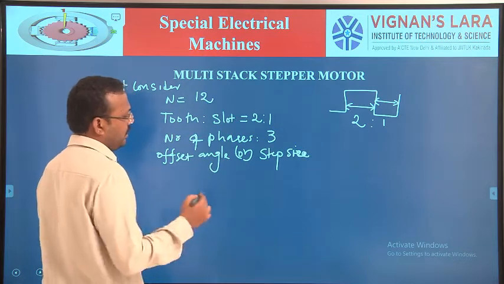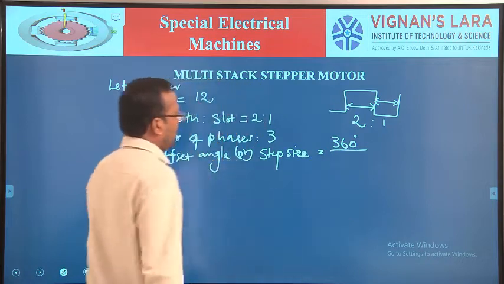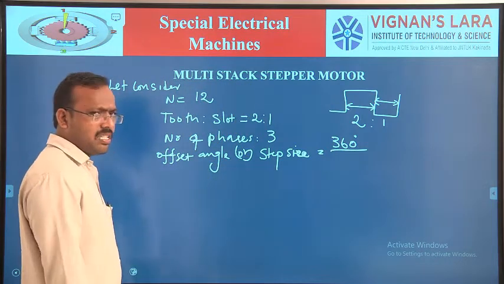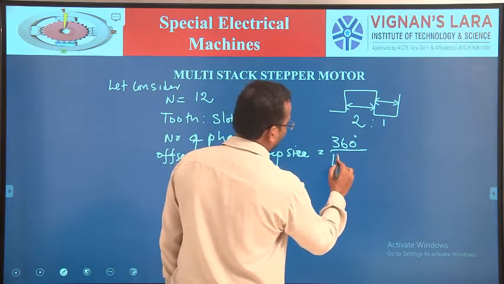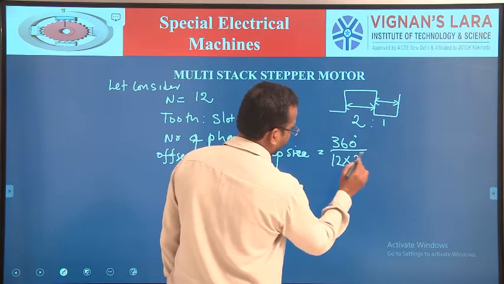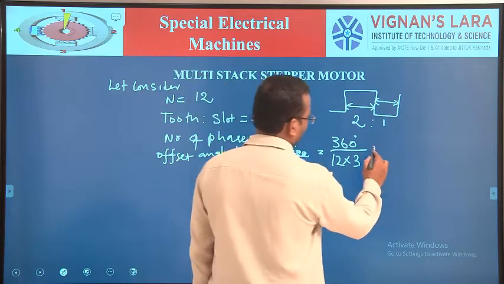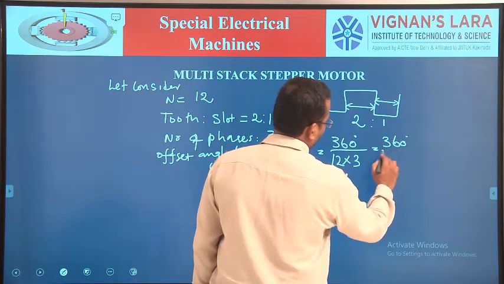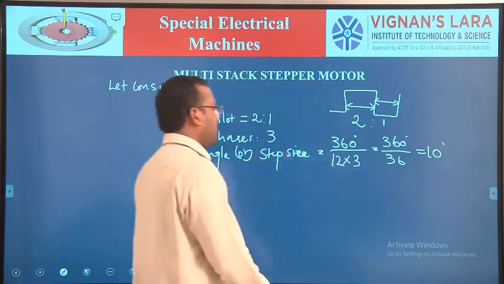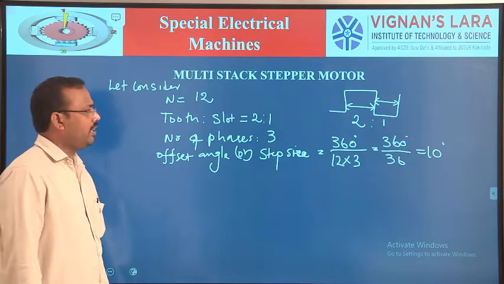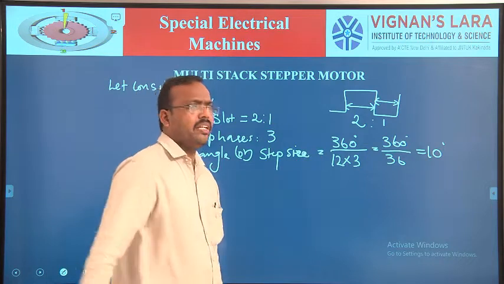What is the formula? Step size is equal to 360 degree upon number of phases multiplied by N. So what is that? 12 multiplied by 3, it is equal to 360 upon 36, so 10 degree. So offset angle or step size for the given data is 10 degree.